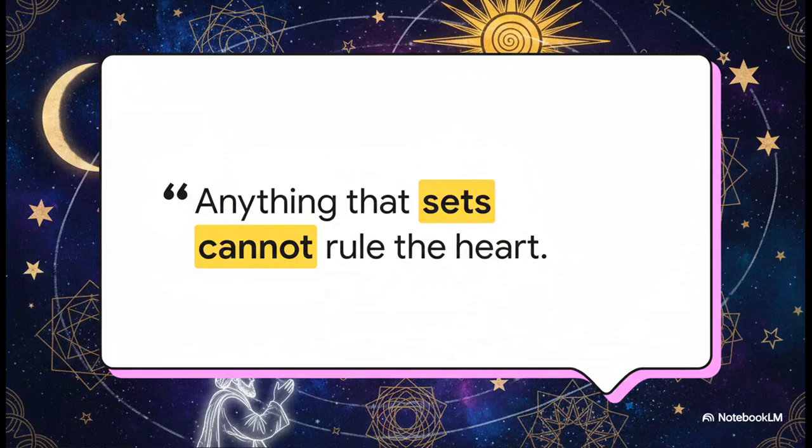Let's break it down. So the protocol doesn't start with a big fight. It starts with a simple but incredibly powerful diagnostic question. Ibrāhīm just looks at the authorities of his time, the stars, the moon, the sun, and he applies this one single line of code, a simple law. Anything that sets cannot rule the heart. Anything that's temporary, anything that rises and then falls, well, it fails the test. It gets debugged from the system.